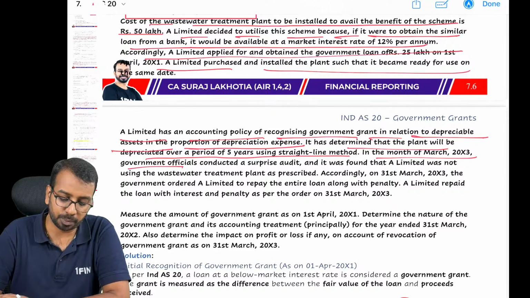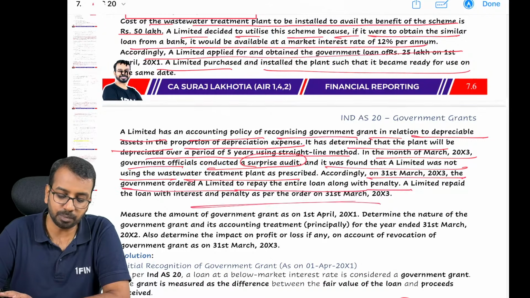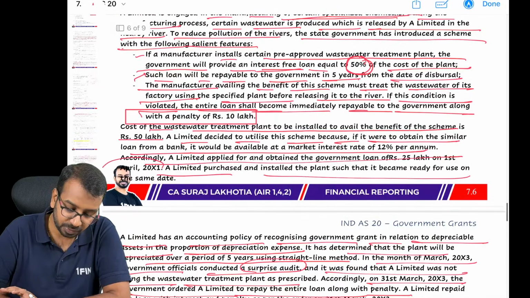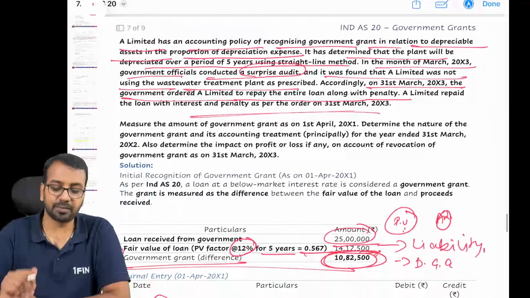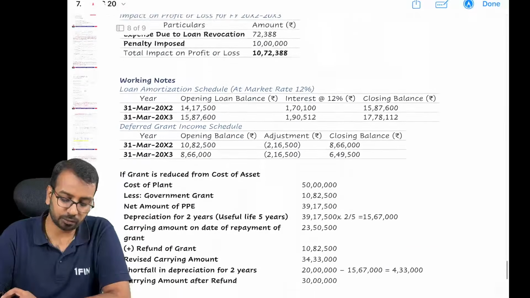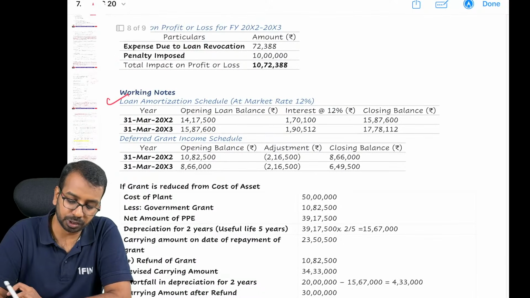In the month of March, government official conducted an audit and it was found they had not been using the treatment plant, and on 31st March of year 3, they ordered to repay the entire loan with the penalty. Now, when did they take it? 1st of April of year 1. When are they refunding? After 2 years. So we have to prepare the loan account for 2 years. If you prepare the loan account for 2 years, the closing balance is 17,78,000.